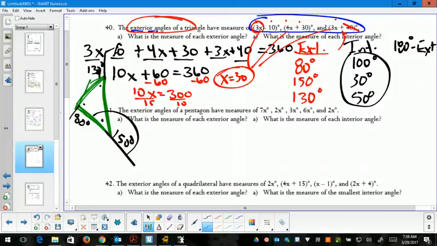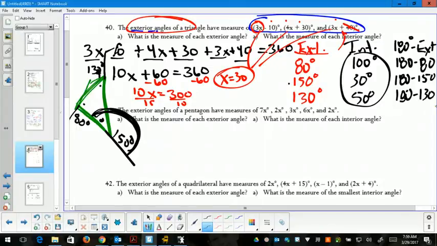Yes. Remember, I think it was you earlier who said that those were supplementary, that they were a linear pair. So if I know one of them is 150, then I know the inside angle that's connected to it is 180 minus 150. This one's 180 minus 130.